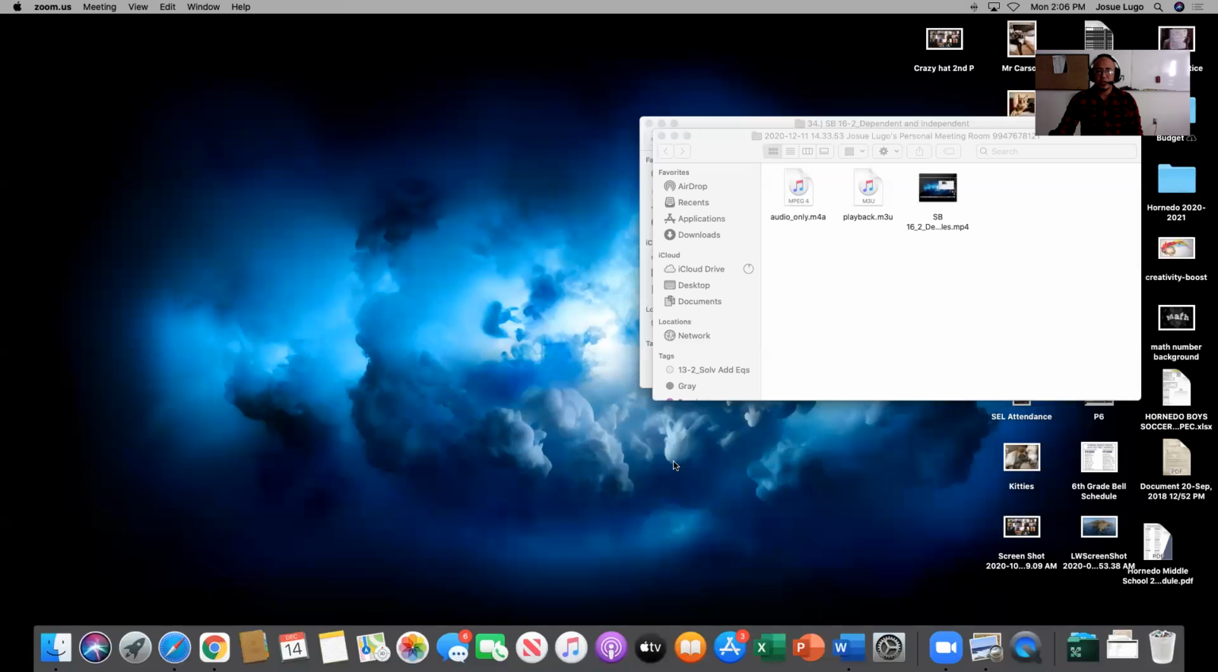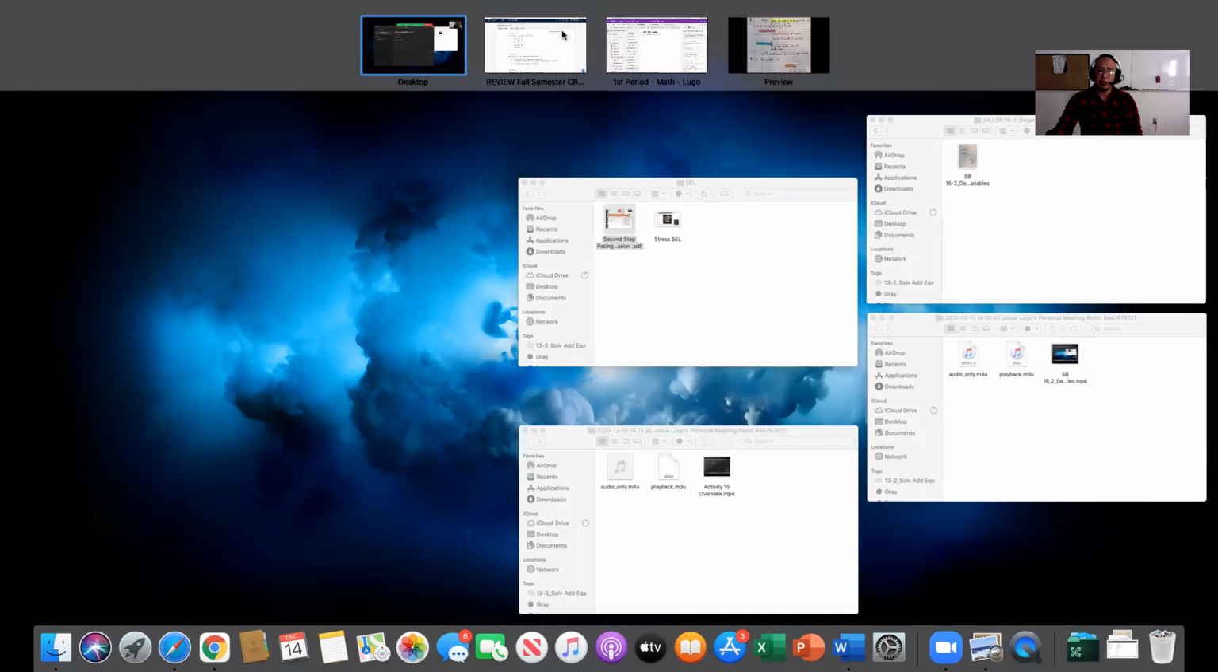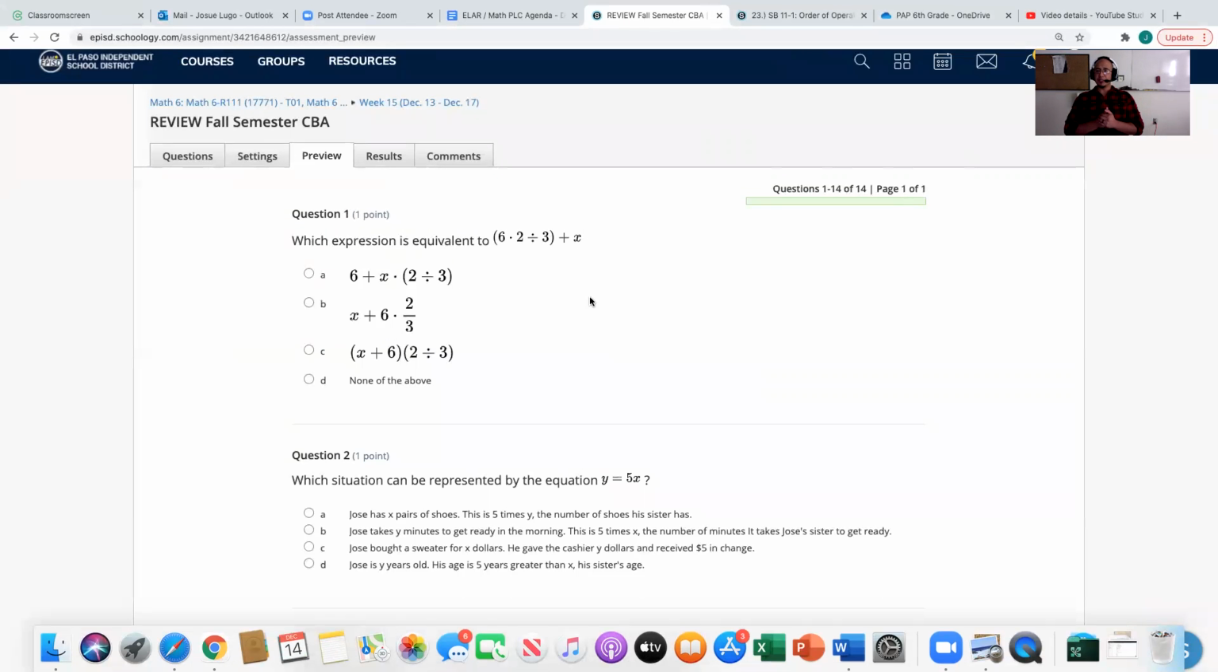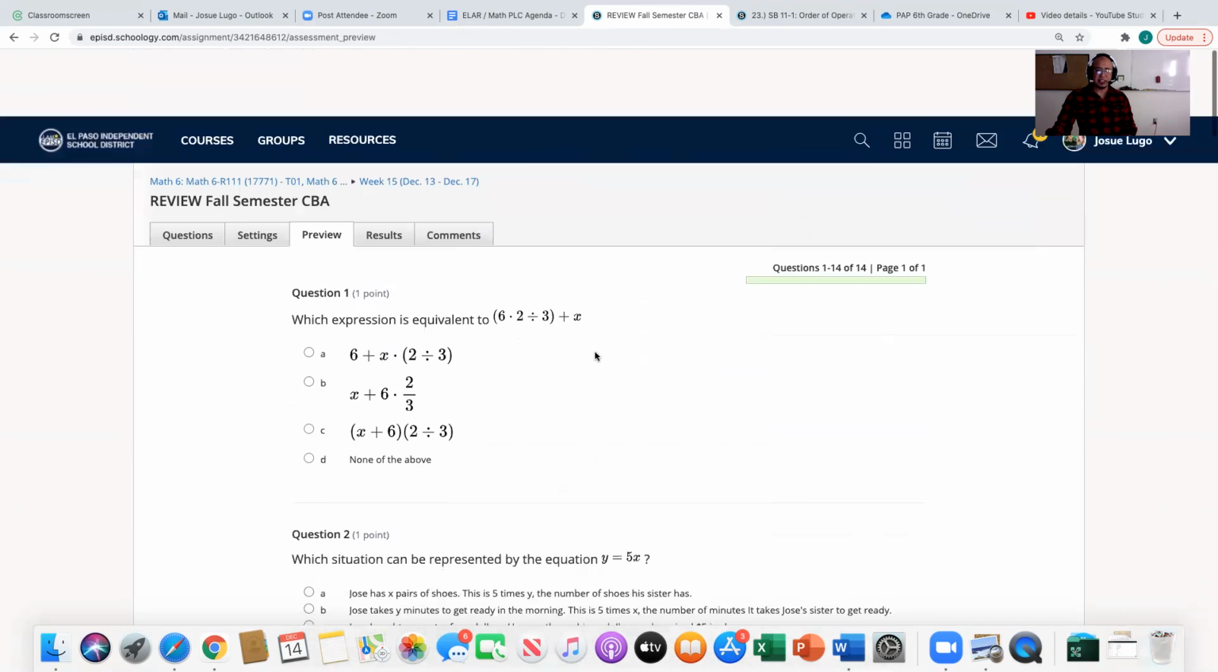Today, we are working on our review for our exam. And I know I said to some of you guys that the exam would be on Tuesday, but it's actually going to be on Wednesday. You will find this exam on Monday's folder. Monday, it just says review fall semester CBA. Just click start new attempt. And that's how you will get to the exam.